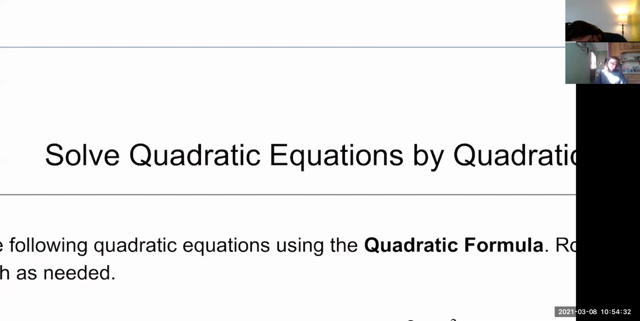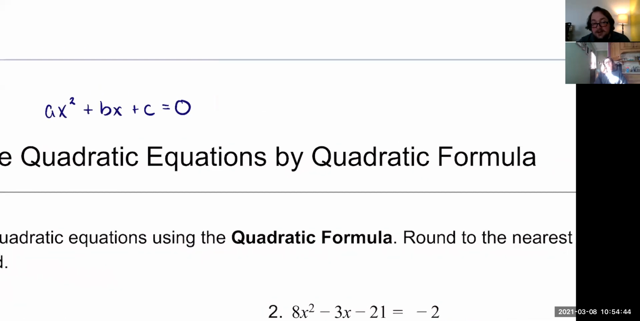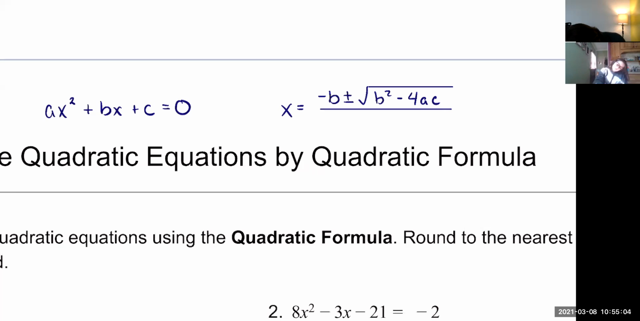So still solving quadratic equations. And again, we like them in this particular format of descending order, ax squared plus bx plus c equals 0. And if they're in that, so set equal to 0, descending order, quadratic, all that, we then can use the formula that x equals negative b plus or minus the square root of b squared minus 4 times a times c, that whole thing over 2a.